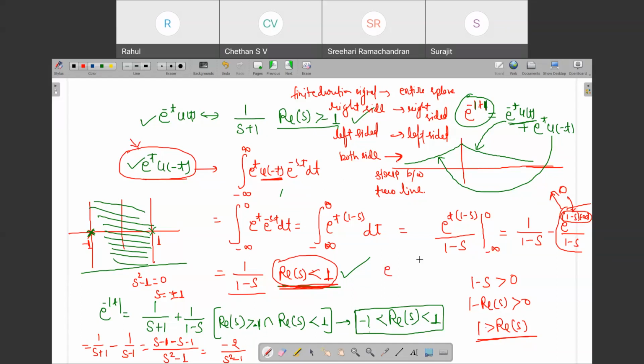Okay, here we have e to power 1 minus s, right? You can write it as 1 minus sigma minus j omega into minus infinity, right? And this one we can also write as 1 minus sigma into minus infinity, and then e to power j omega into infinity. Now if you see this expression, this is e to power j omega into infinity, and when you expand it, it will be cos omega infinity plus j sine omega infinity, right?